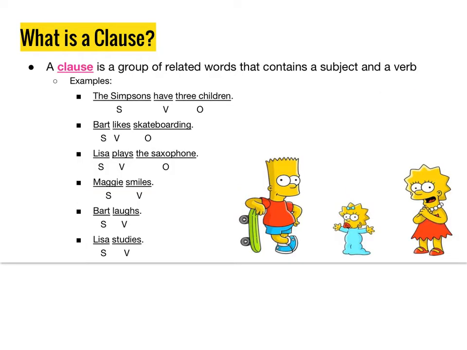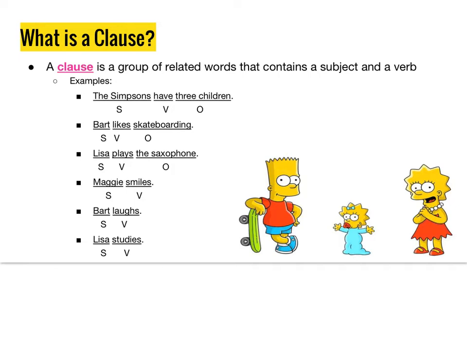The first thing you will need to know is that a clause is a group of related words with a subject and a verb. The following sentences are examples of clauses. In the sentence, Bart likes skateboarding, the clause has a subject, Bart, a verb, likes, and an object, skateboarding.